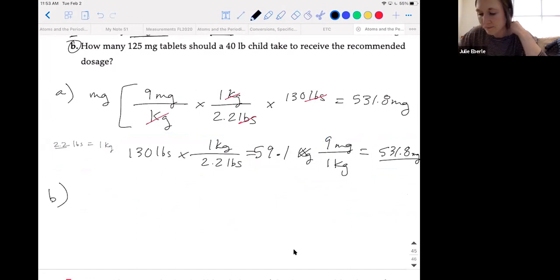Okay, part B. What do we need to do here? What is the question asking for? What's the units on our answer in part B?